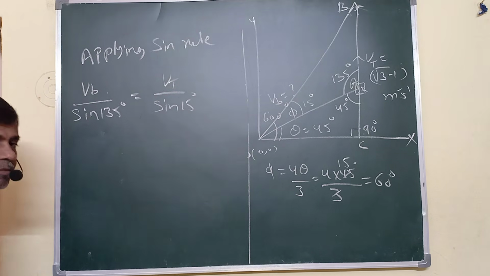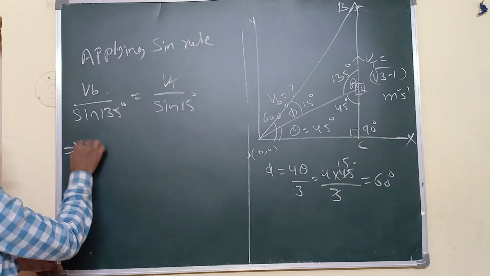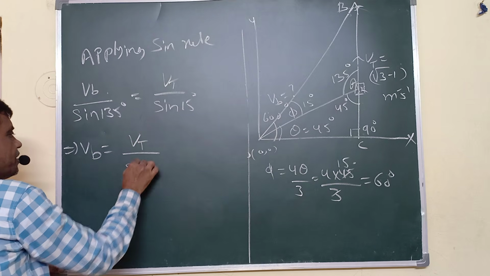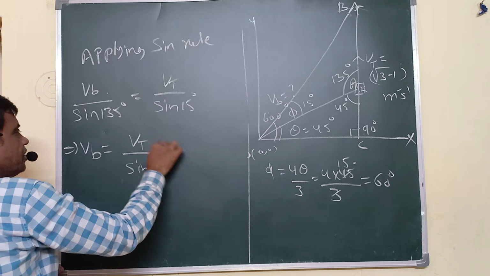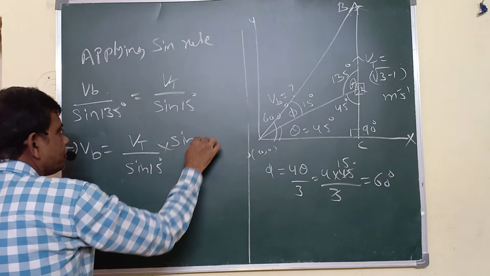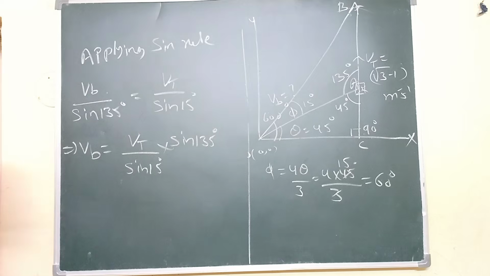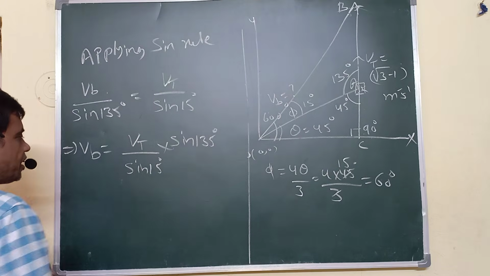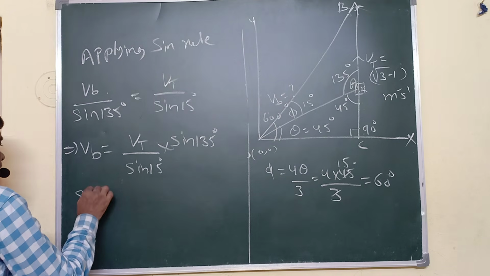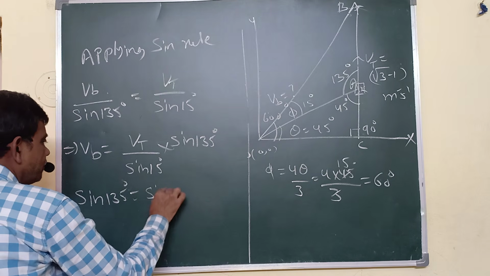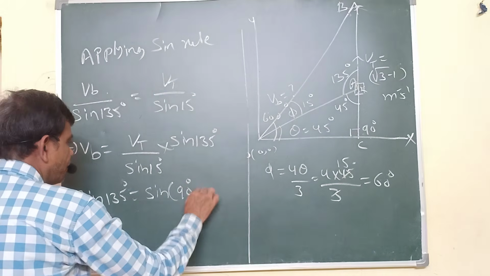But I want velocity of the ball. Then what happens? Velocity of the ball equals velocity of the trolley by sin 15 degrees into sin 135. That's all. After doing mathematics, we are getting velocity of the ball. First I am finding the sin 135 value. How finding? Sin 135 degrees, how I am writing this? Sin of 90 plus 45 degrees.